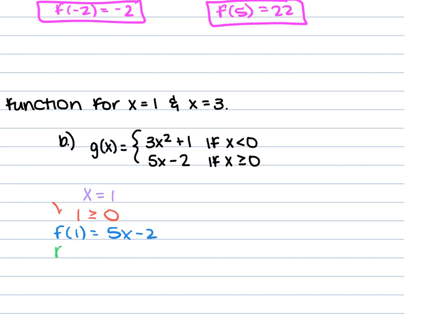So plug the 1 in. f of 1 is equal to 5 times 1 minus 2. 5 times 1 is 5. 5 minus 2 is 3. So f of 1 is 3.